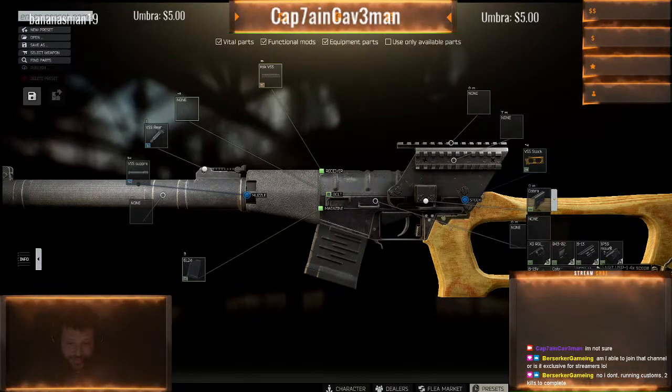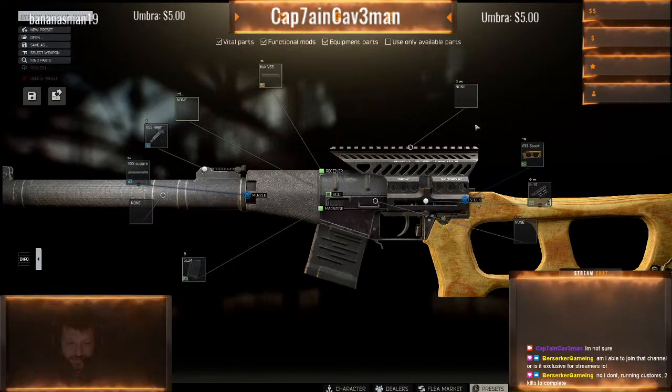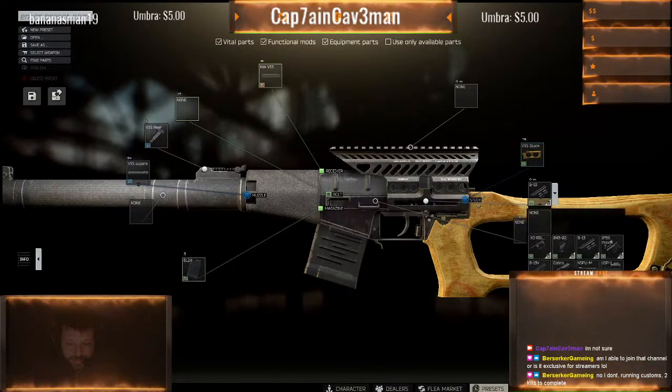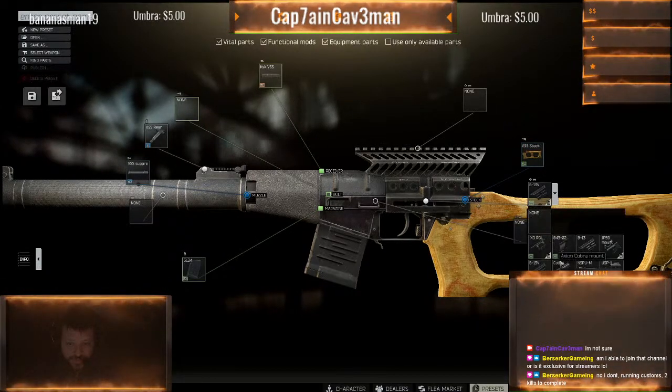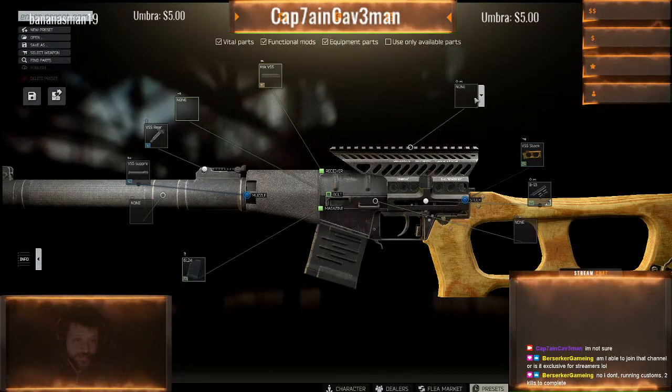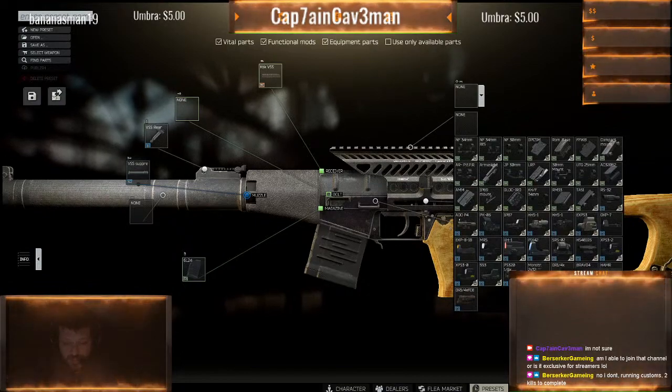I don't really like the Cobra. I like this one a little better. Wish they had one like the SVD low where it was lower to the gun, but they don't. So, it's okay. And then, I don't think I want the validator.